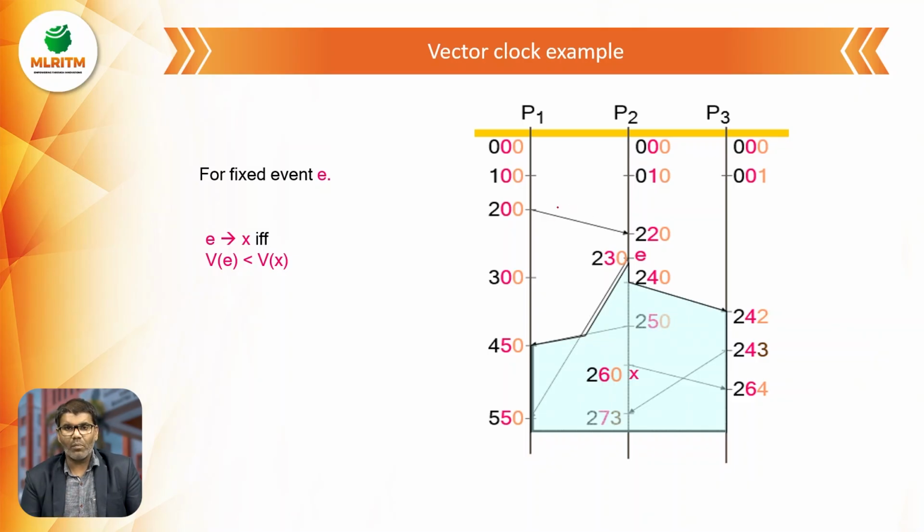2, 0, 0, meaning incrementing is happening, 2 to 0. Next, again it is sending the message from process P2 to process P3 by adding 2, meaning 2, 4, 0, incrementing 2. After incrementing 2 we are getting 2, 4, 2.